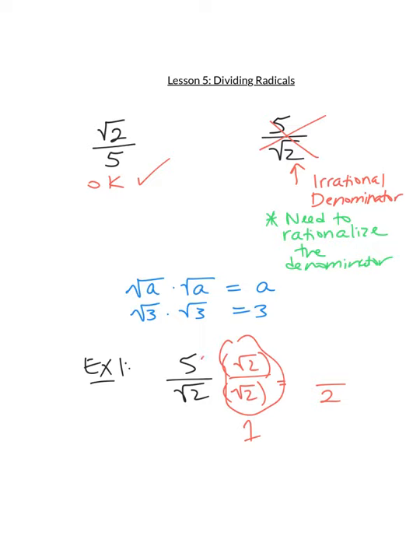And so therefore I haven't changed the fraction at all. And so when I multiply the numerator by radical 2, I end up with 5 radical 2 over 2. And that's it. That can't be simplified. A rational 2 cannot be simplified with the square root of 2. They don't have any common factors. Okay, so we'll look at another one like this.